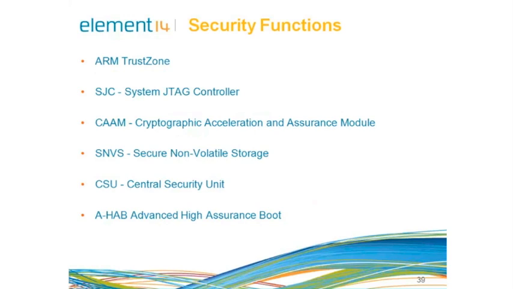There is SJC, that is System JTAG Controller, which protects data from debug port attacks by regulating or blocking the access of system debug features. There is CAAM, which is very important today, that is Cryptographic Acceleration and Assurance Module, containing cryptographic hash engines, 16 KB secure RAM, and true and pseudo-random number generators, and these are all certified by NIST. It has SNVS, that is Secure Non-Volatile Storage, which also includes a Secure Real-Time Clock.